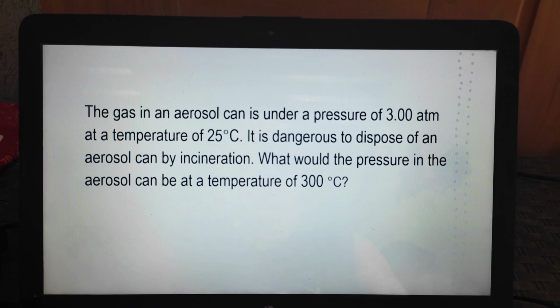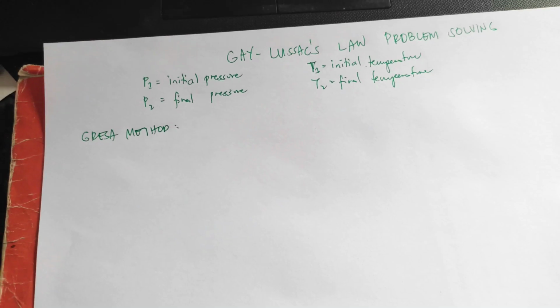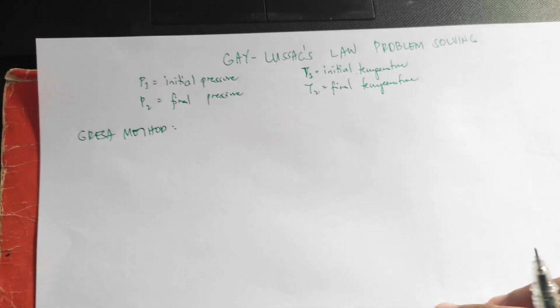Now let's have an example. A gas in an aerosol can is under a pressure of 3 atmospheres at a temperature of 25 degrees Celsius. It is dangerous to dispose of an aerosol can by incineration. What would be the pressure in the aerosol can at a temperature of 300 degrees Celsius? Today we're going to use the GRESA method. So we have P1, T1, P2, and T2.